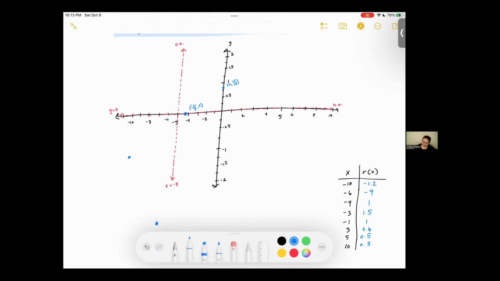Then when x is -4, we have 1. -4, we have 1, which is over here.